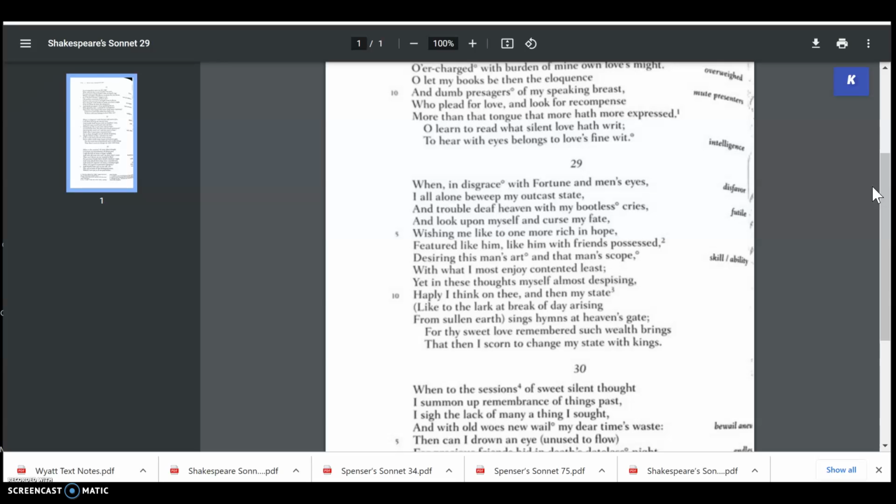When in disgrace with fortune in men's eyes, I all alone beweep my outcast state, and trouble deaf heaven with my bootless cries, and look upon myself and curse my fate.